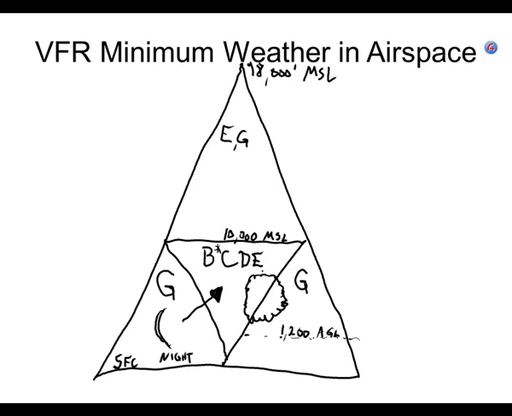You're going to pull out your chart from yesterday? Freddie Rick, what's the general cloud clearance and visibility in class Bravo, Charlie, Delta, and Echo? That's the easiest one. Go ahead. Yep. That's correct.